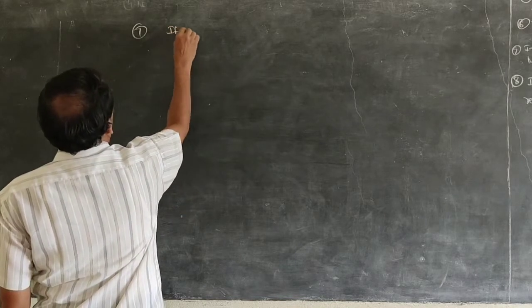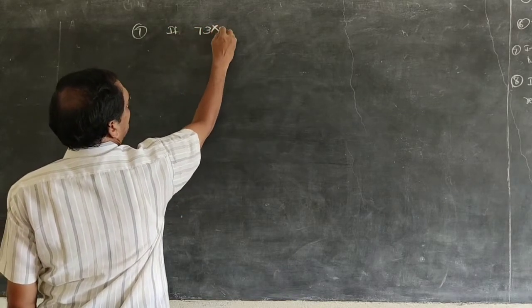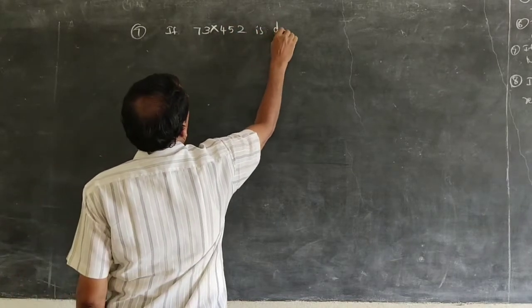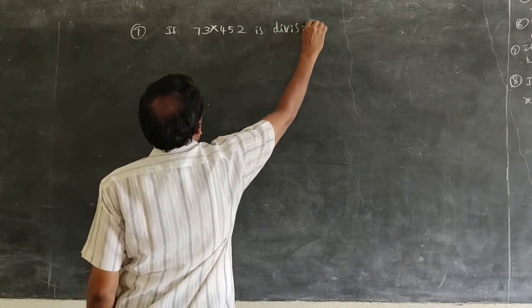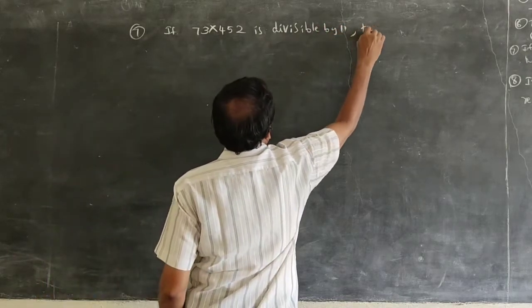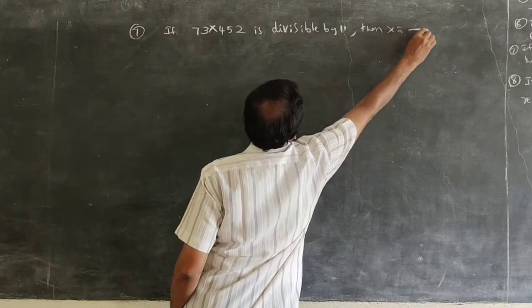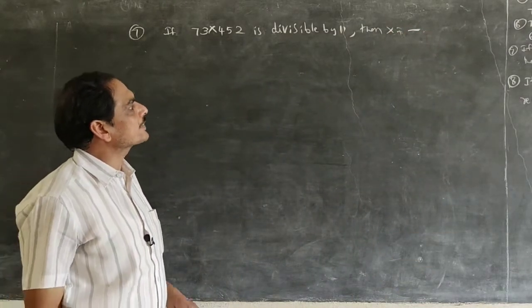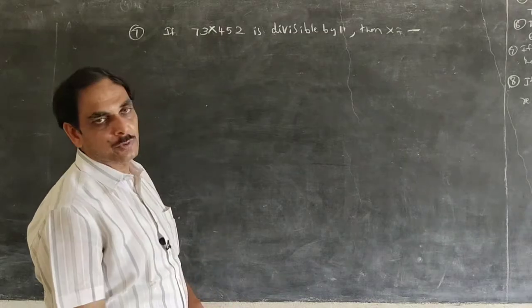If 73x452 is divisible by 11, then x equals dash. Find x. So for which value of x is the given number divisible by 11?